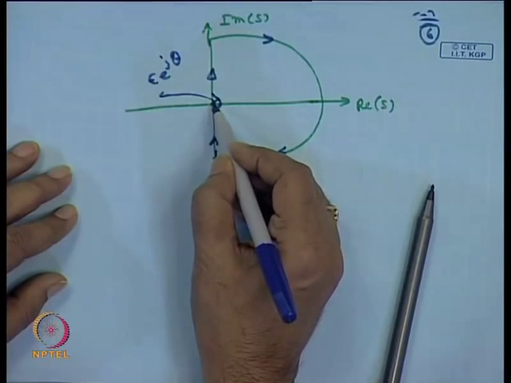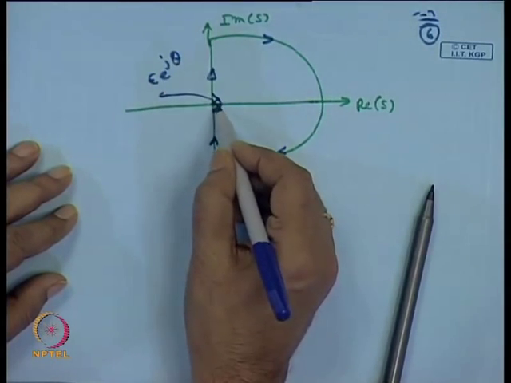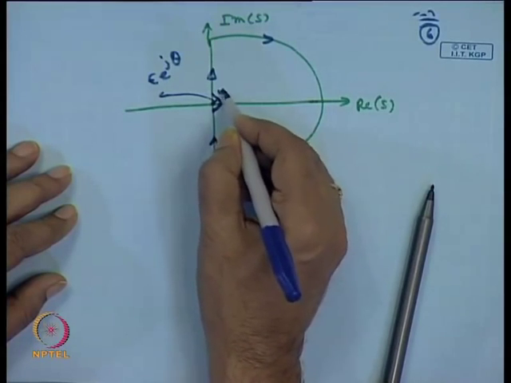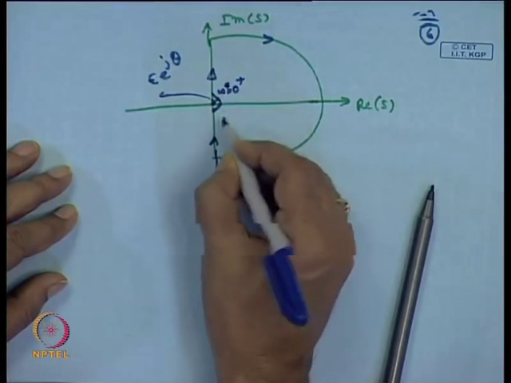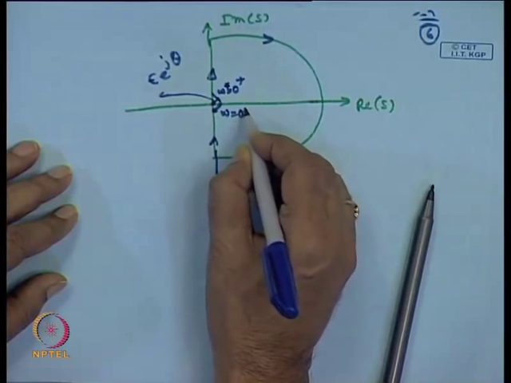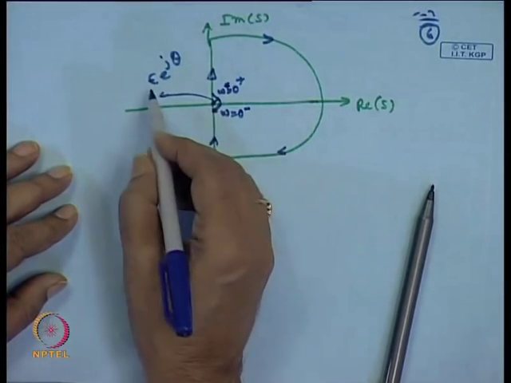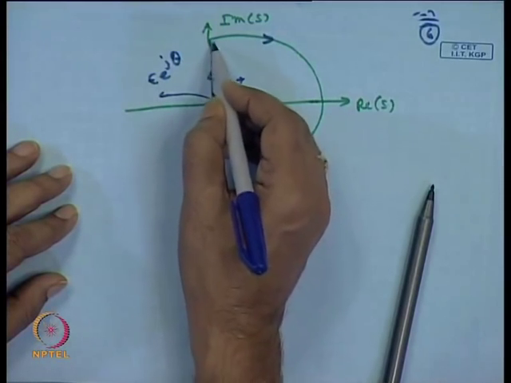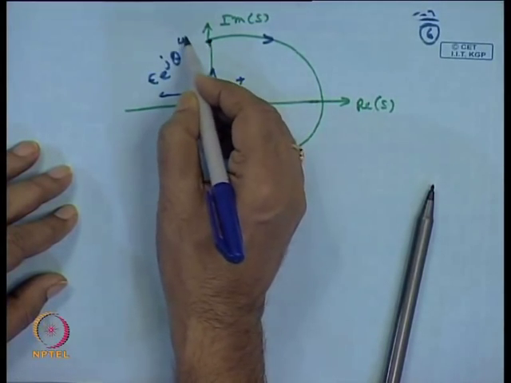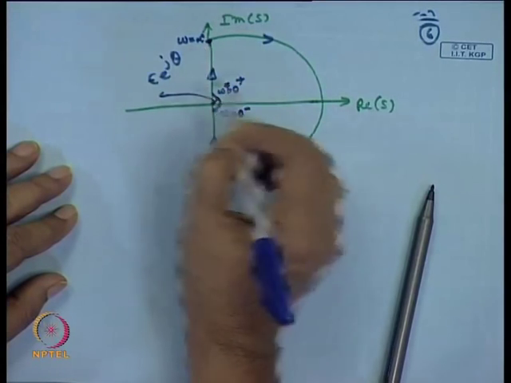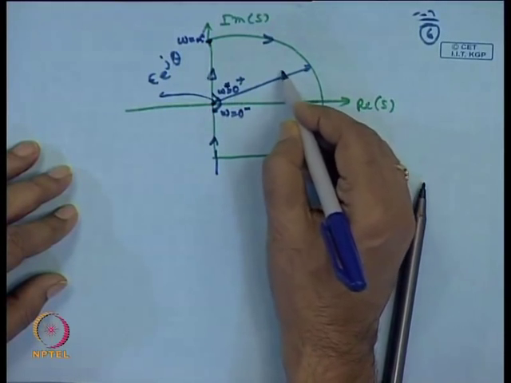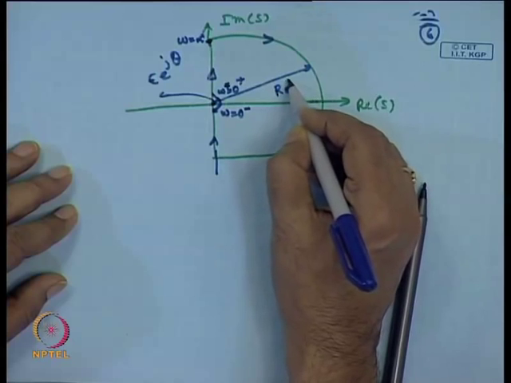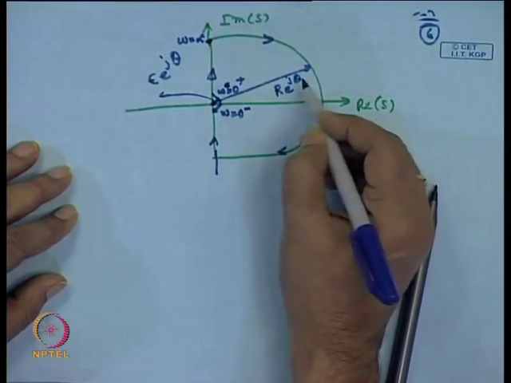Then omega is equal to 0, and we write epsilon e to the power j theta, a very small value, and we go on this way. So, this is omega equal to 0 plus, and this is omega equal to 0 minus. That arc is epsilon e to the power j theta, going like this, and this is omega equal to infinity. Agree? And this is omega equal to minus infinity. This is r e to the power of j theta, and r tends to infinity.